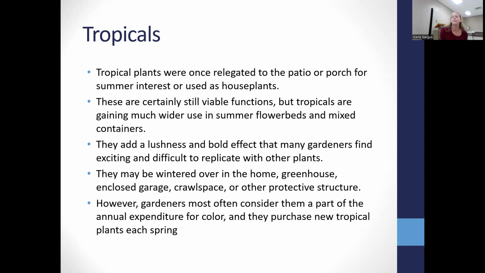Lemon and lime. Oh yeah, they're definitely tropicals. You have to bring them in. They still need sunlight. And then they lost the leaf.